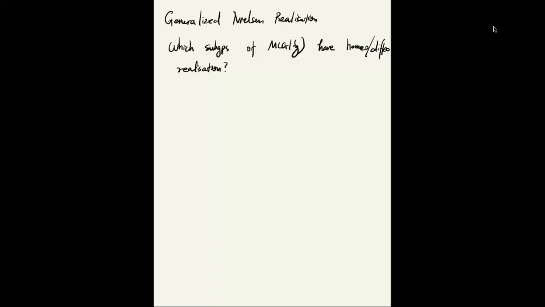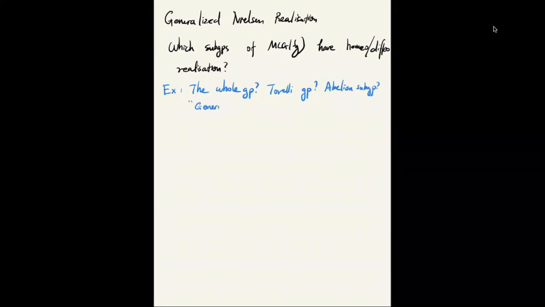The generalized Nielsen realization asks which subgroups have a realization. For example, you can ask, what about the whole group? Or the Torelli subgroup, or abelian subgroups, or maybe a generic subgroup. You can ask the question for many, many subgroups. The reason why we ask this question is because it corresponds to a topological problem.